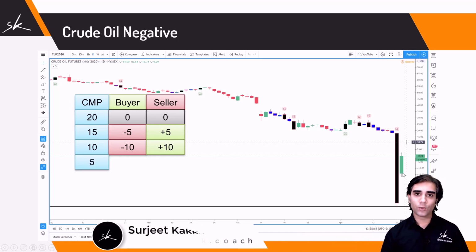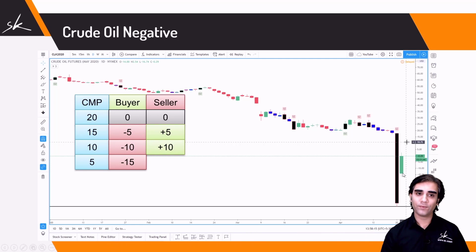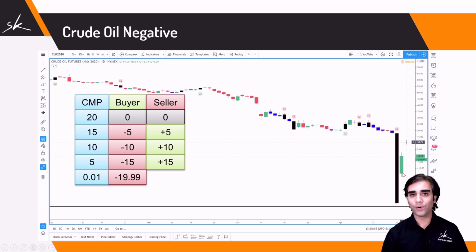If the prices go to $5, now the buyer has a loss of $15 and the seller has a profit of $15. Now the lowest it could go was 1 cent, right? Because everything will have some value. It cannot go to zero, so it will have some value. So the minimum a contract can ever go is 1 cent. So if the contract would have gone to 1 cent, then the buyer would have taken a loss of $19.99 and the seller would have a profit of $19.99.